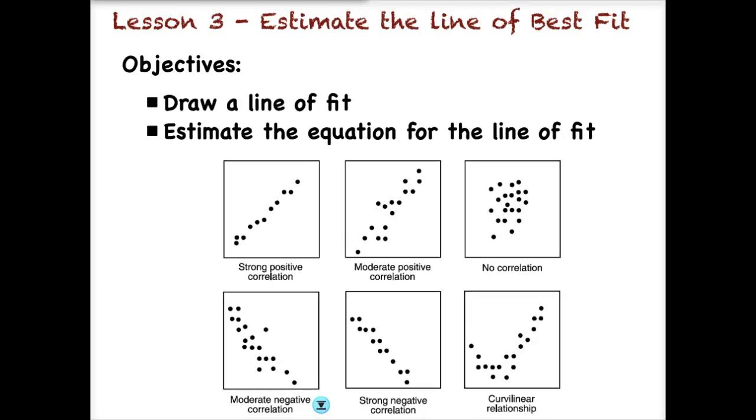In this lesson we will be estimating the line of best fit. So you will draw a line of fit in a scatter plot and you will estimate the equation for the line of fit using slope-intercept form, y equals mx plus b.